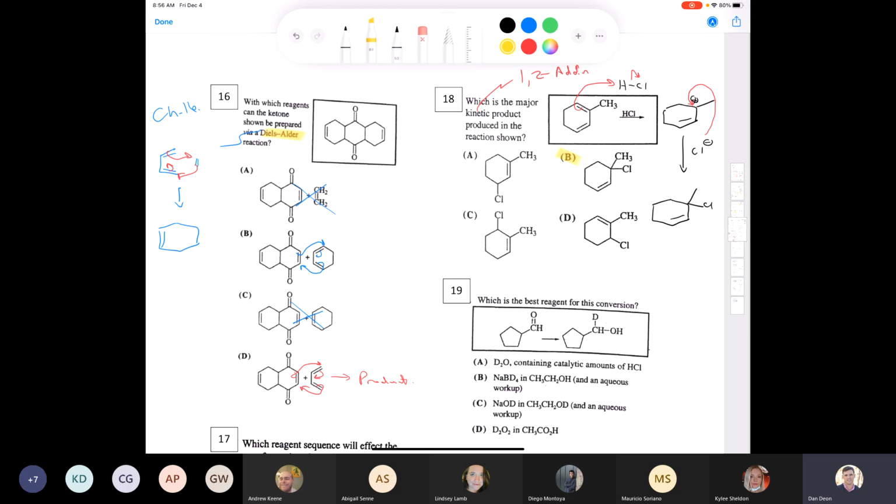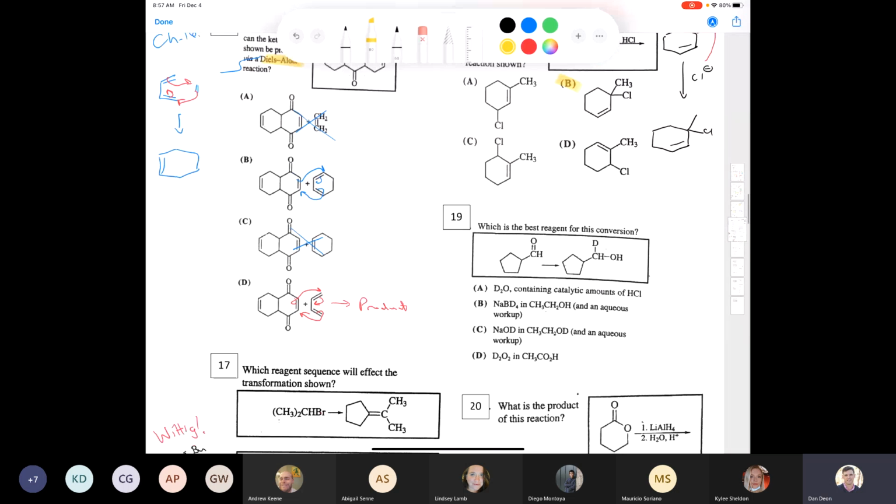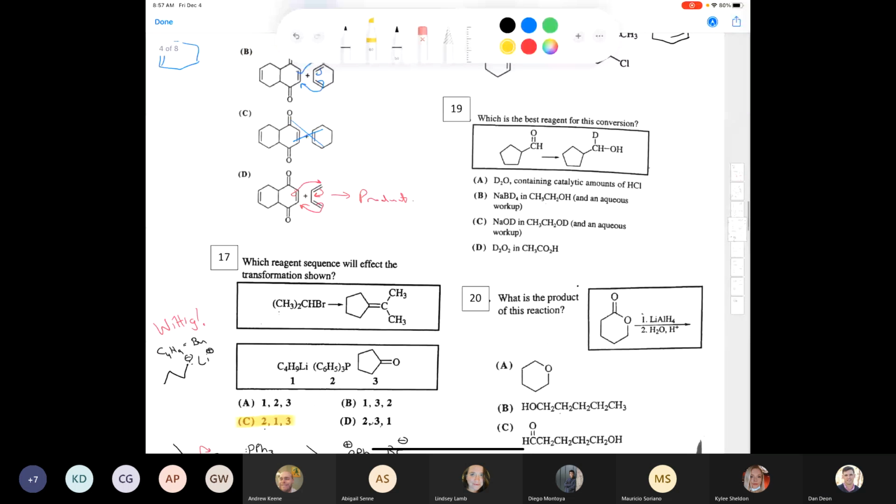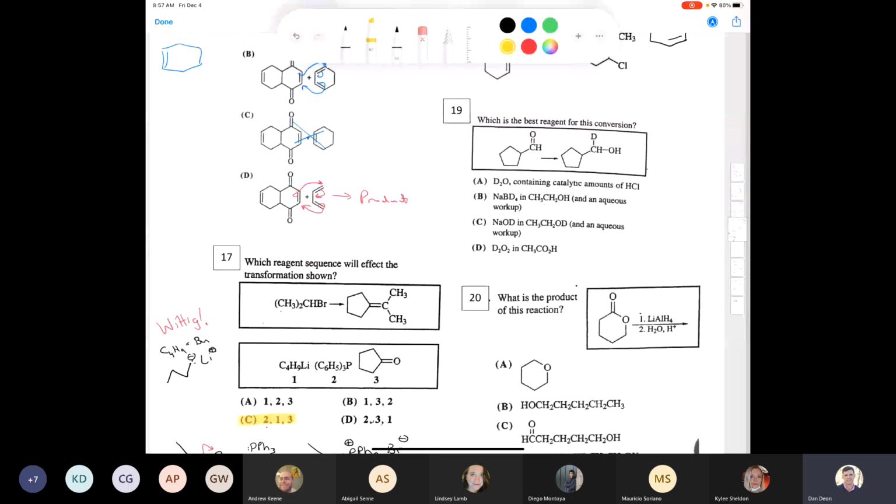Give me a thumbs up if you follow me on that. Kinetic addition is really important. It's something that we looked at in detail over this semester. This is an organic 2 concept. Let's see here, the next one. Getting ahead of myself. Okay, the next one says, which is the best reagent for this conversion?